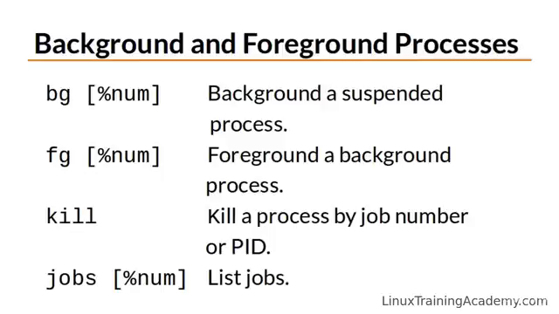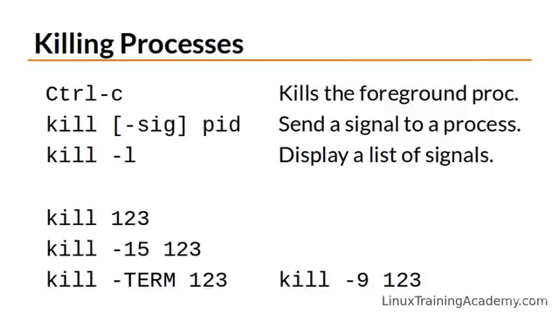Kill requires that you give a job number or a process ID number. To list your jobs, type the jobs command. There are two ways to kill a running process. If the process is running in the foreground, simply type Control-C to kill it. The other way to kill a process is with the kill command.